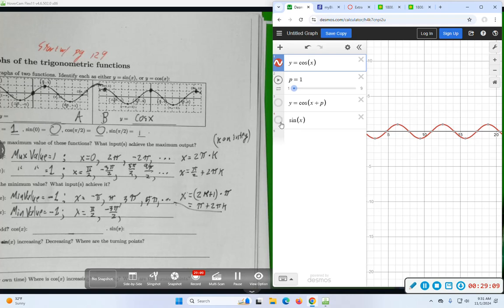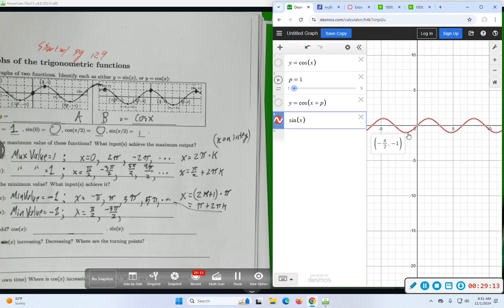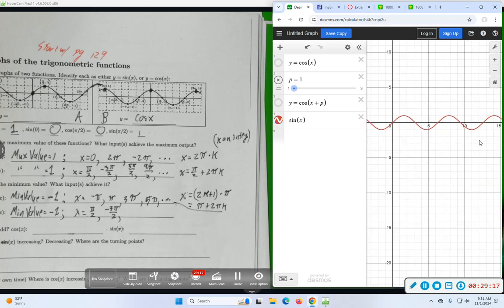Pull sine back up. Let's see. There's negative pi over 2, 3 pi over 2. Any intuition for where this next one will be? Maybe the intuition is another 2 pi over from 3 pi over 2. That seems like a reasonable prediction.